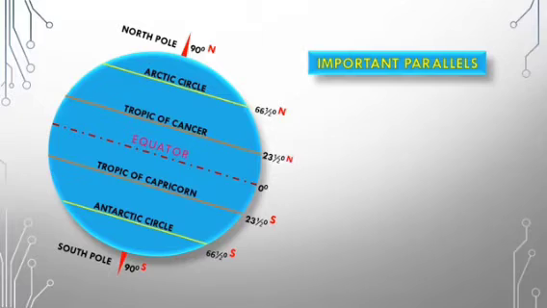North Pole at 90 degree north and South Pole at 90 degrees south. North Pole and South Pole are not parallels. These two are points.